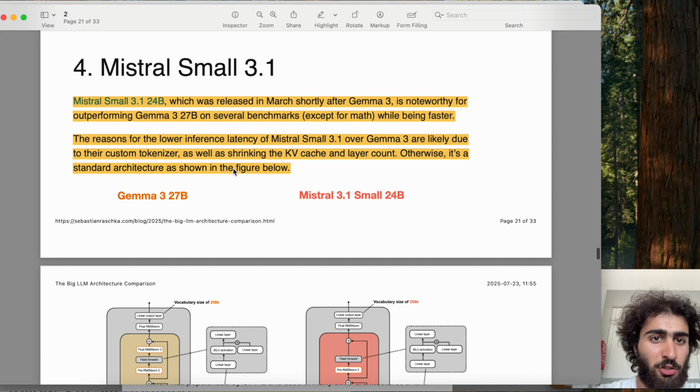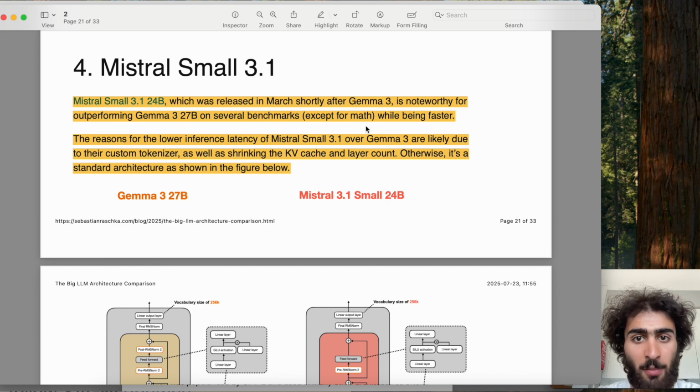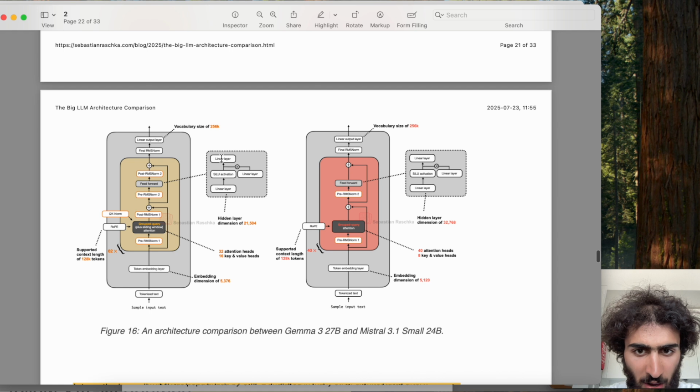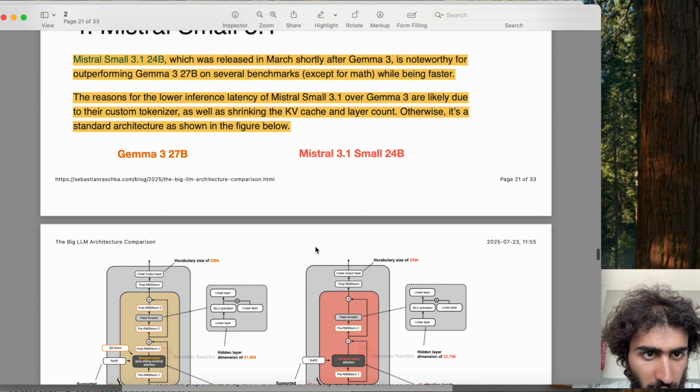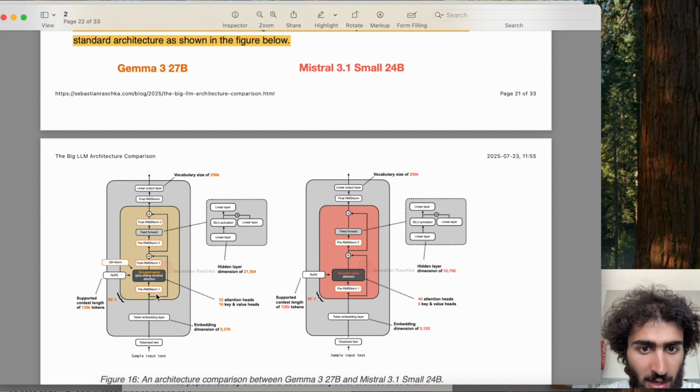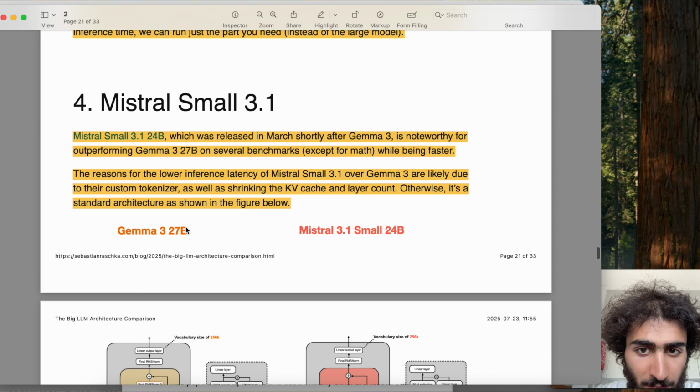Moving on, Mistral Small 3.1, which is, I guess, a direct competitor to Gemma 27B, which is why they're compared. So this was released in March, shortly after Gemma 3, and it outperforms Gemma 3 on several benchmarks except for math, while being faster. And the reason why it's faster is because it has fewer transformer blocks. At least that's one of the reasons why. So if we look here, we have 40 transformer blocks on the right and 62 on the left. So with fewer forward and backward passes, or at inference, fewer forward passes, you get faster inference.